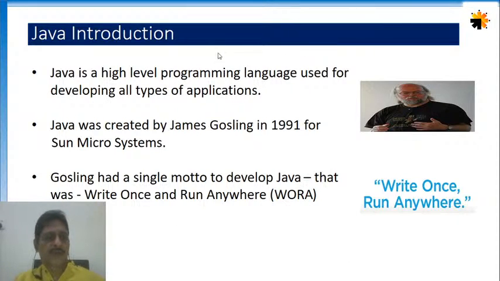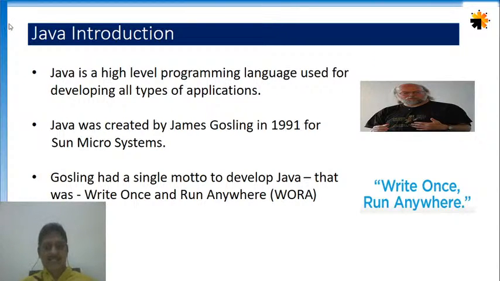So guys, we know that Java is a high level programming language. You might have already heard that Java is also an object oriented programming language, a platform independent programming language, and that Java supports multi-threading. You might be hearing these kinds of jargons, but I'll take you gradually to that level. But initially, just think that Java is a high level programming language like C and C++.